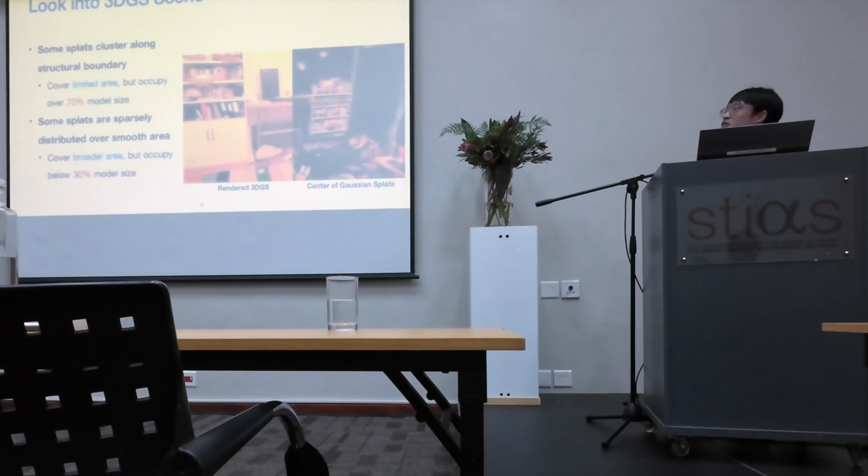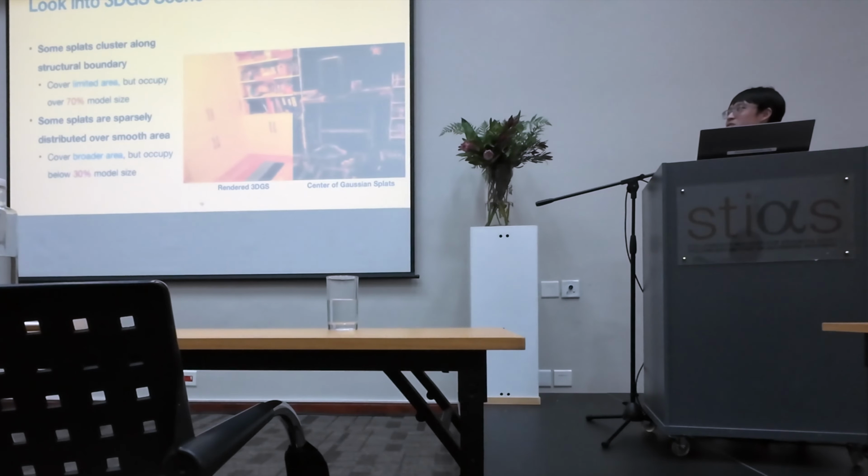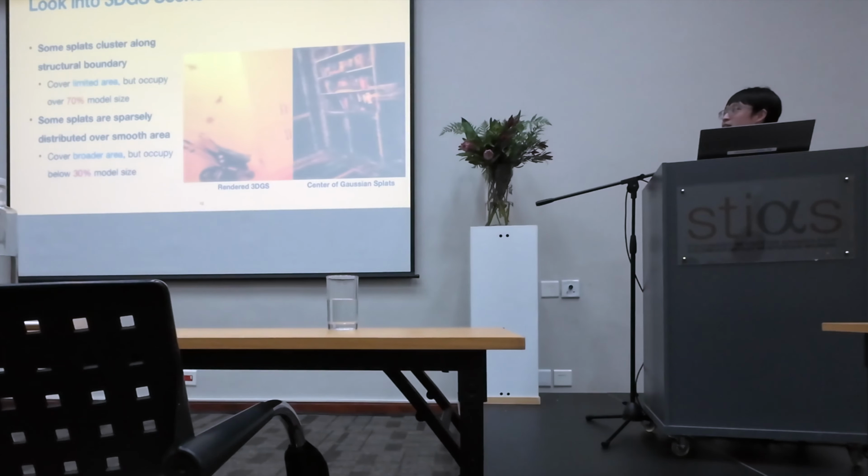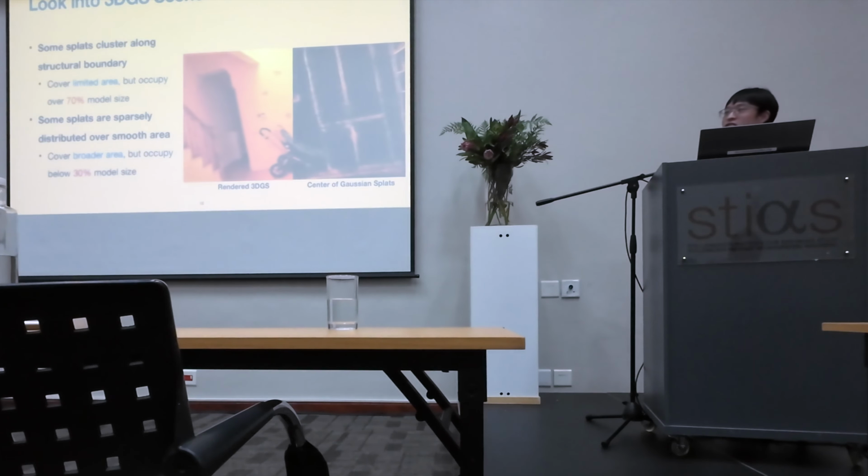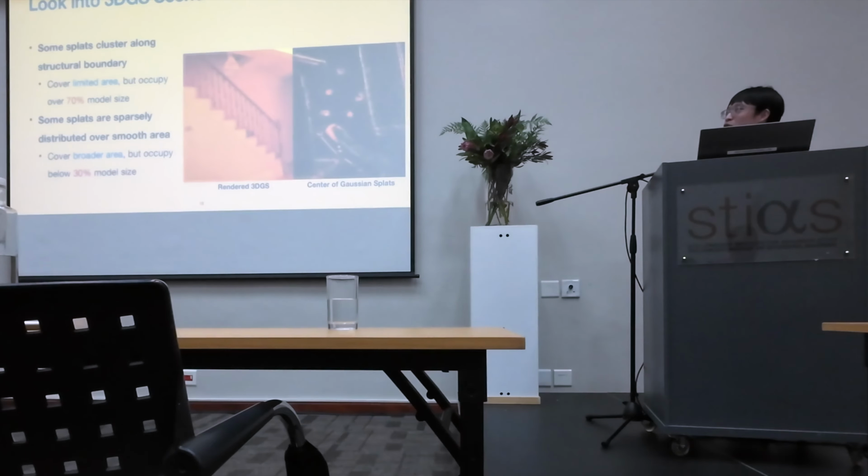Meanwhile, some splats are sparsely distributed over the smooth area, and this smooth area covers a large and broader area in this 3D scene, but those splats only occupy below 30% of the model size. And we're wondering why. This is related to the 3DGS training.